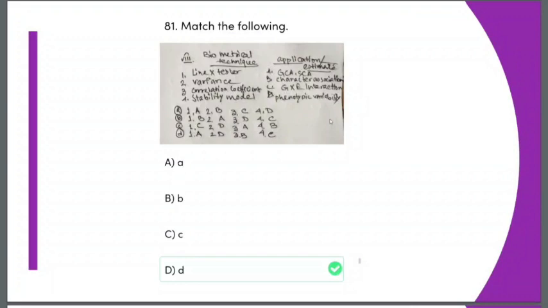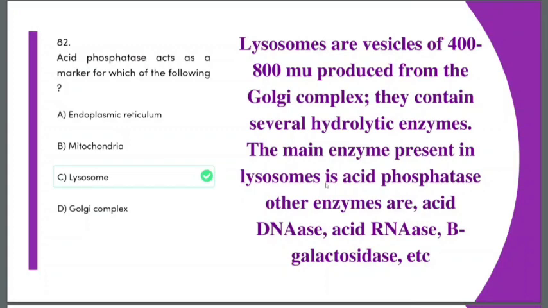81st question is again a matching type of question. So D answer is correct. 82nd is acid phosphatase acts as a marker for which of the following? Lysosome is the correct answer, as acid phosphatase is the main hydrolytic enzyme that is present in the lysosome.